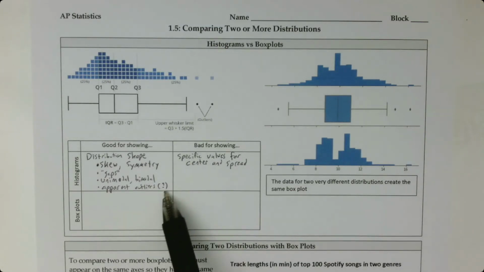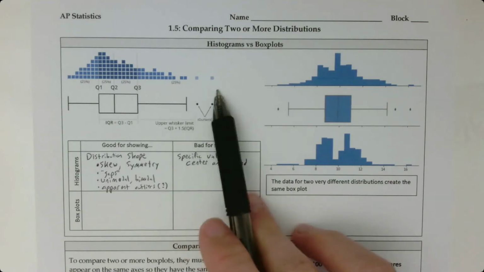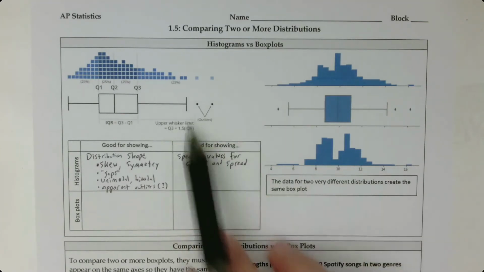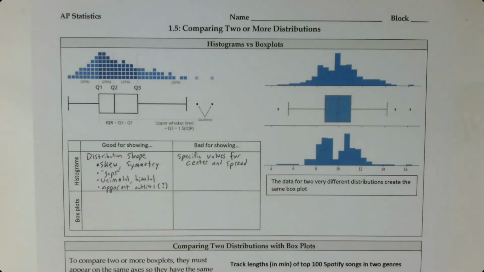And I put a question mark there just because it may not actually be useful to see if there are apparent outliers. Maybe what you really care about is here in the box plot, if you can actually see explicitly marked outliers. So now let's fill in box plot.